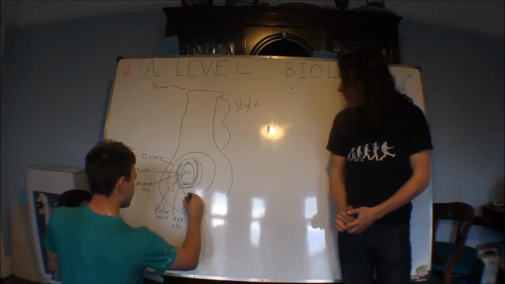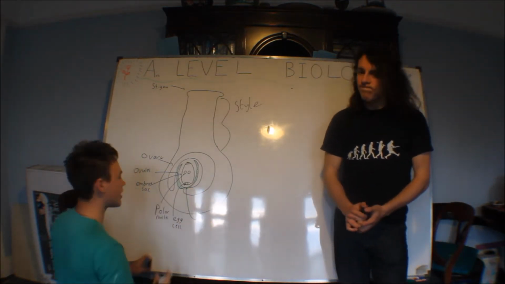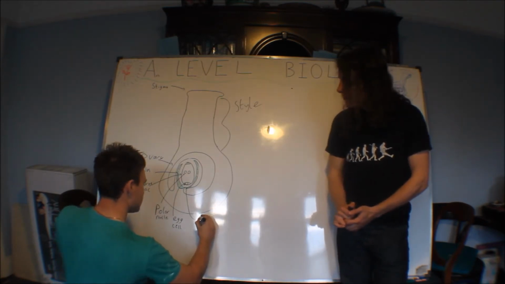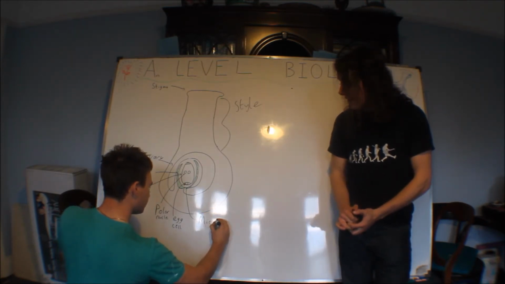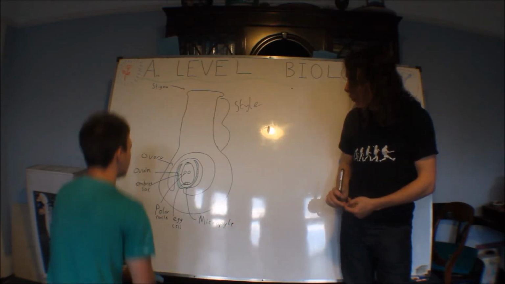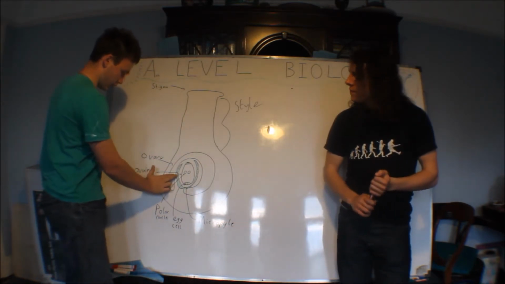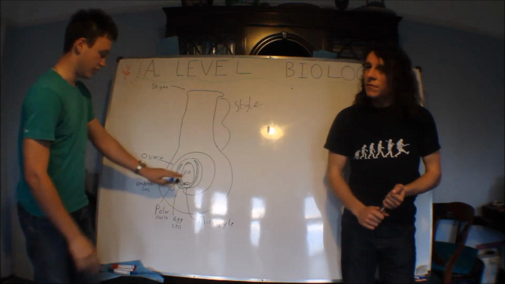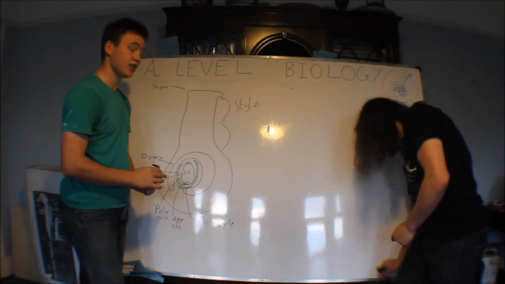And then right down the bottom here, the entrance to this grand fiasco is the micropyle. So now we've got this bit sorted out. Sadly, I think you do need to know nearly all of these, if not all of them: ovary, ovules, embryo sac, the polar nuclei, the egg cell, the micropyle.